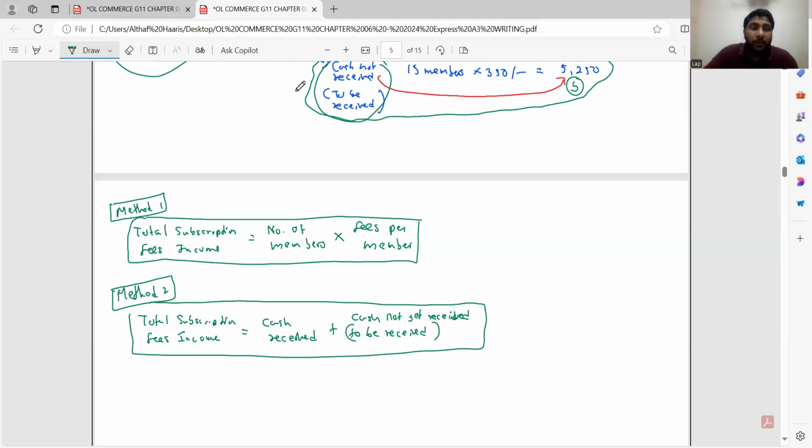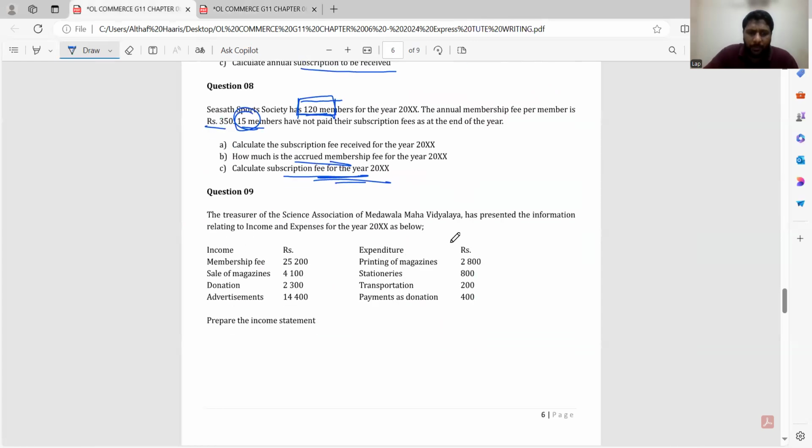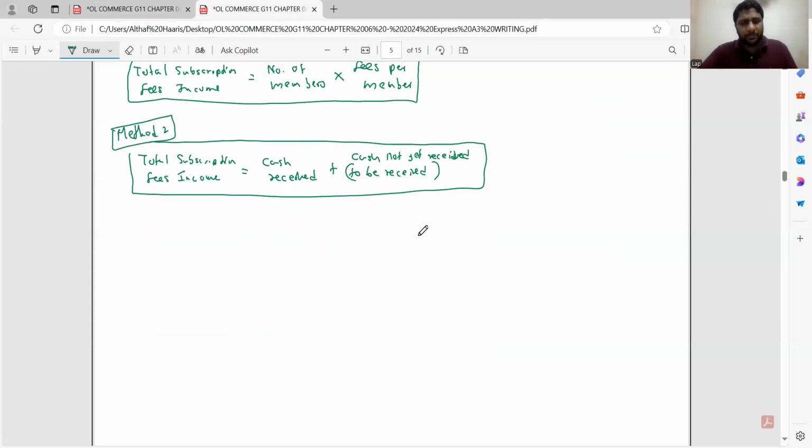Okay. Now we'll move to the next question. Question 9. So they're asking us to prepare the income statement. They have given the income and they have given the expenses. So it's a very simple thing, people. You have to list down all the income and you have to list down all the expenses, people.